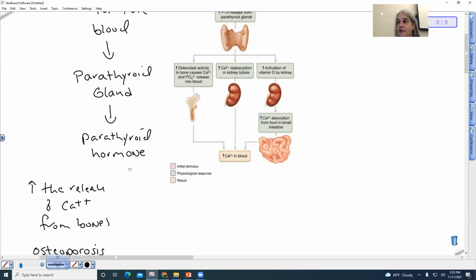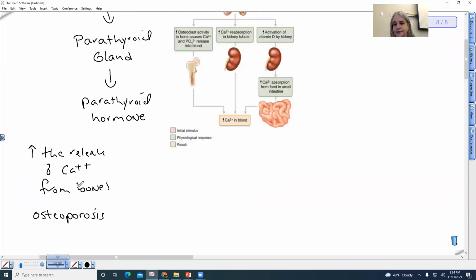So if you're older, and specifically if you're white, if you're an older female, if you are taking hormone replacement therapy, HRT, you're going to have more of a problem with this. This also causes the reabsorption of calcium by the kidneys. So when that filtrate is modified, there's not going to be a lot of calcium in the urine, because we're going to have reabsorption of the calcium that is lost when the filtrate was formed.